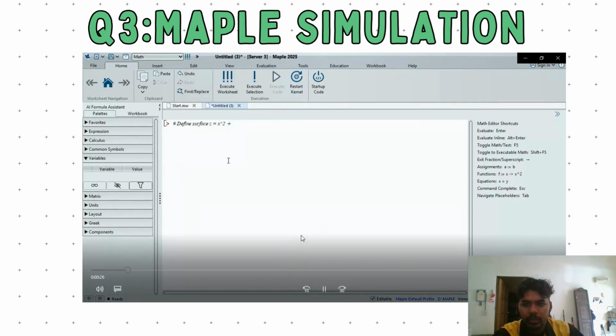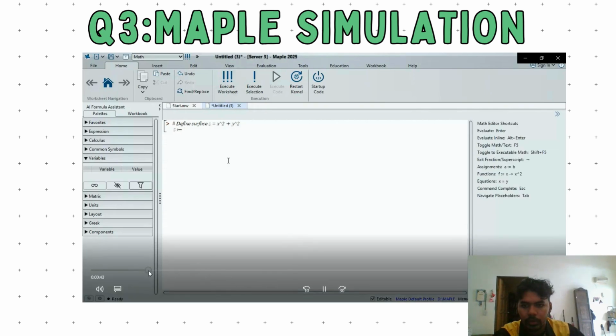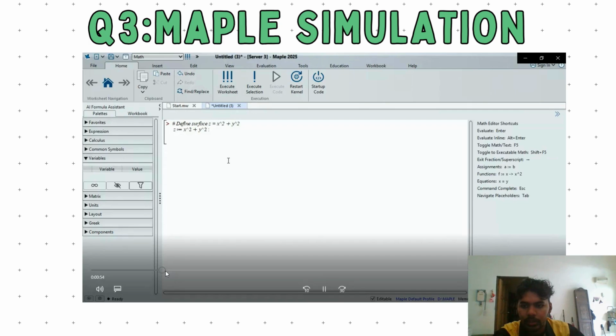So for the Maple simulation, first we will define the surface z, which is z equal to x squared plus y squared. And then next we will compute the partial derivatives by using this line, which is zx and zy.